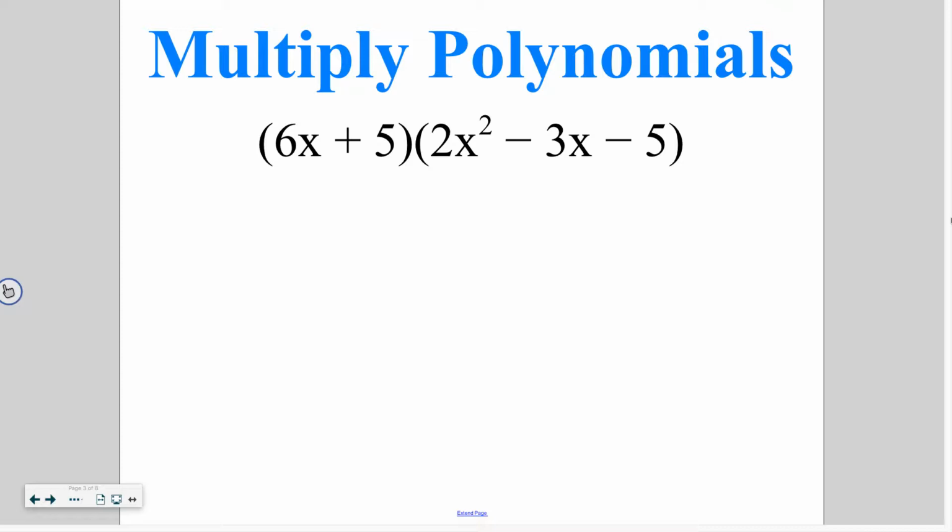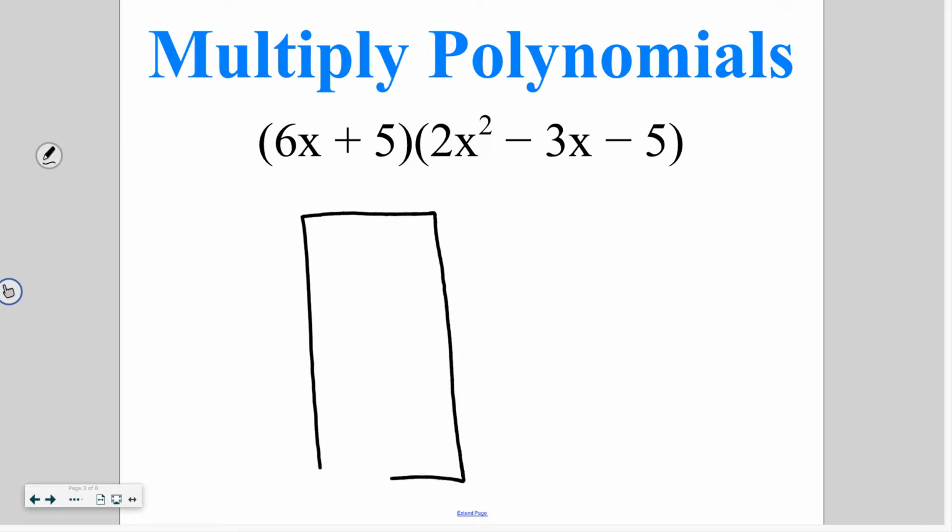Yesterday we talked about FOIL, which was a quick acronym to help us to remember how to multiply. There is no acronym for this, but there is a trick that can help us. So there's 2 terms in our first expression and 3 in our second expression. We want to make sure that each of those get multiplied. So what I'm going to do is just make myself a nice rectangle with 2 columns, 1 for each of the terms, and 3 rows, 1 for each of the terms.